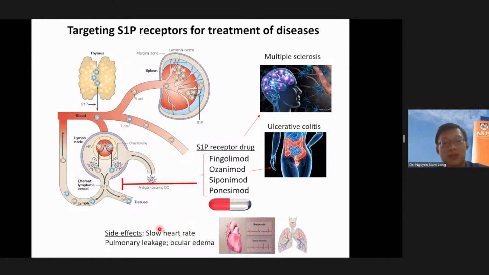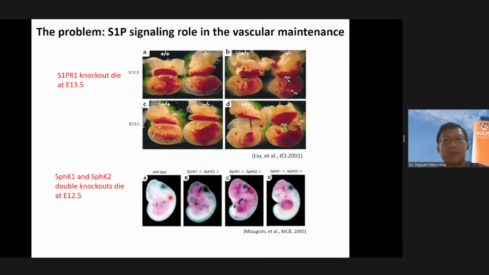So this is a severe side effect, and mainly it targets the S1P receptor in the blood vessels. I show here some of the evidence why S1P signaling is quite critical for the blood vessel and why S1P receptor antagonists are actually showing the side effects.